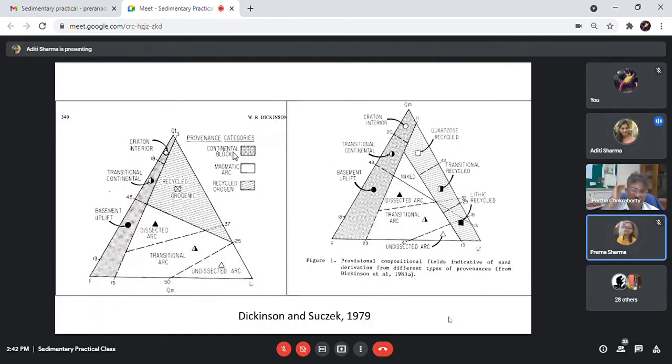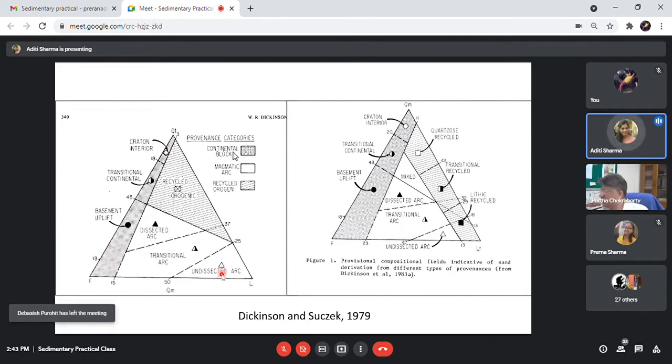Yes, sir. So, sir has already explained what provenance analysis is and how we do it. These are the two diagrams that we use, QTFL and QMFLT. So QT is quartz total in this diagram, if you see. And this work was done by Dickinson earlier in 1979, and he described all these fields.